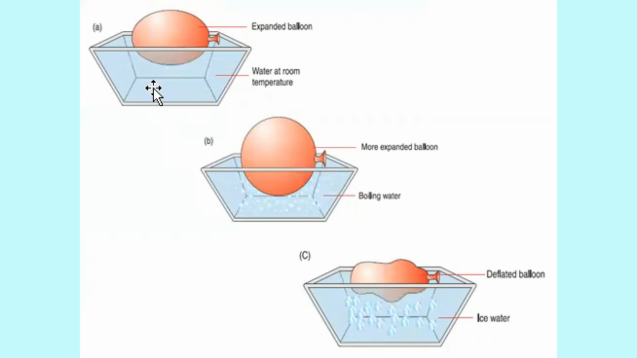Okay, this implies what? The direct relationship between volume and temperature. The volume increases with an increase in temperature. Look at the picture of the balloon in hot water. The volume increases and the temperature also increases. But here, as the temperature decreases, the volume of the balloon decreases at constant atmospheric pressure and under the same amount of gas.